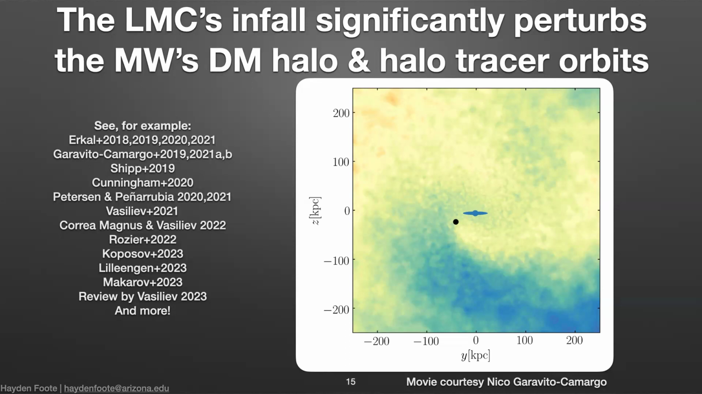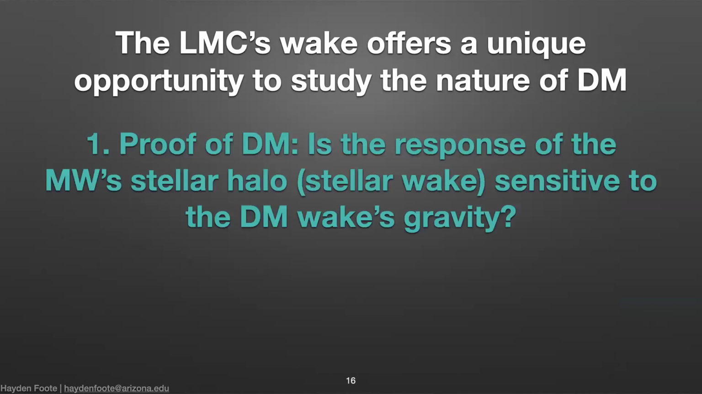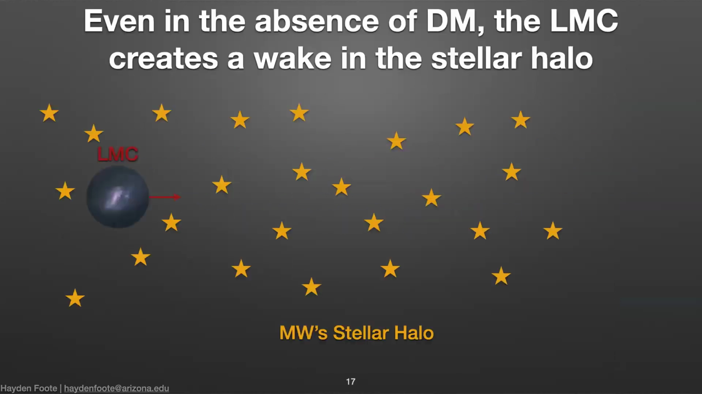Cool. So the questions that we want to answer about this wake are, first of all, we want to know in the first place if it's possible to use it as an independent probe of the existence of dark matter. What I mean by that is we want to know whether the response of the stellar halo, the stars that we can see, is somehow sensitive to the gravity of the dark matter wake. It's a bit of a subtle point, so I'll go through it in a little more detail.